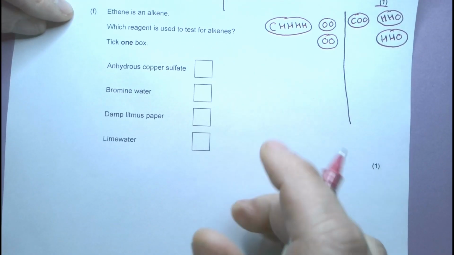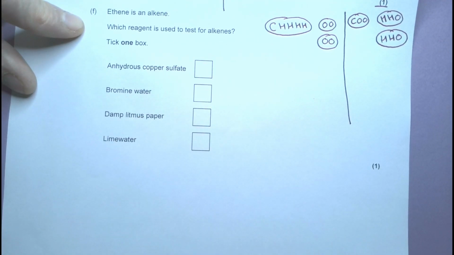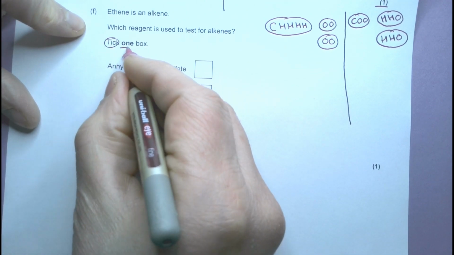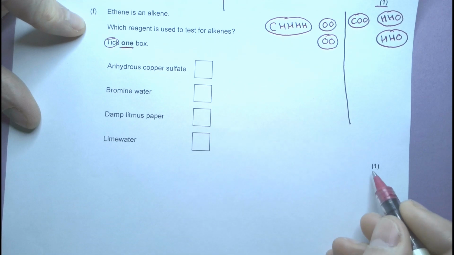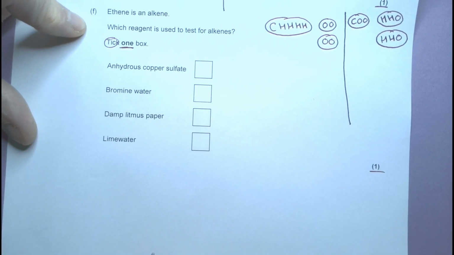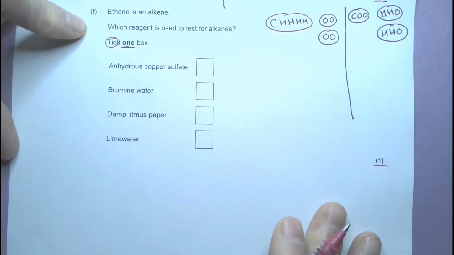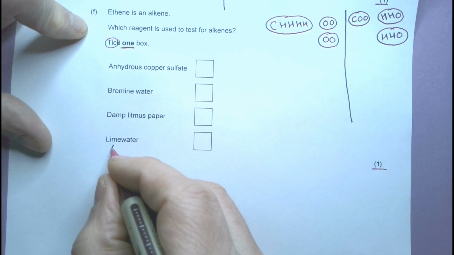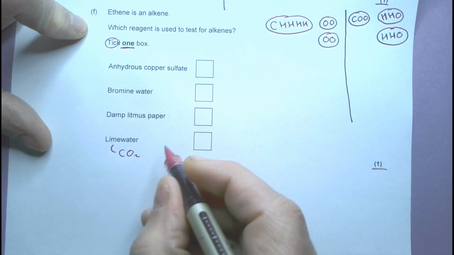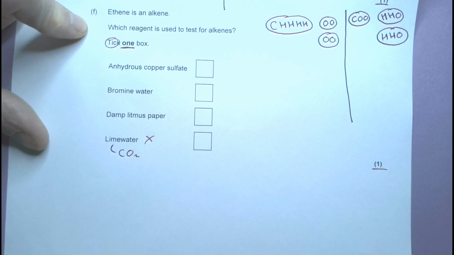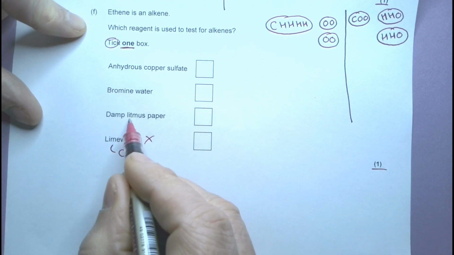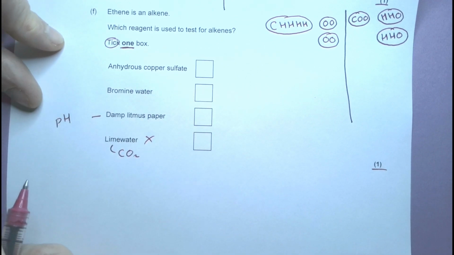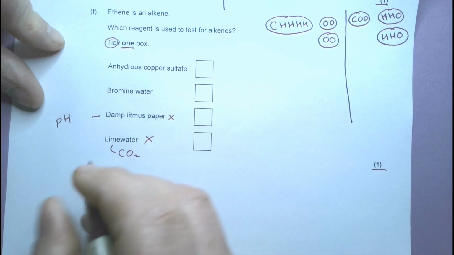Ethene is an alkene. Which reagent is used to test for alkenes? Tick 1 box. It's worth 1 mark. This is one you ultimately just have to remember. We know that lime water is the test for carbon dioxide, so we know it's not that. Litmus paper is all about pH, so it's not that.